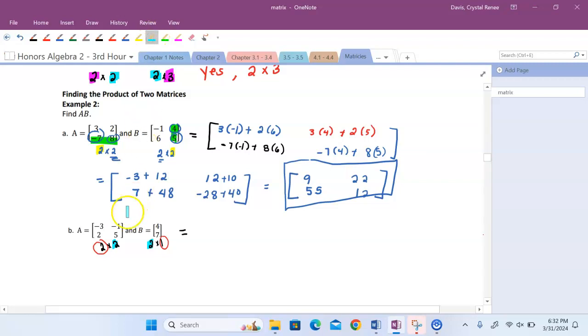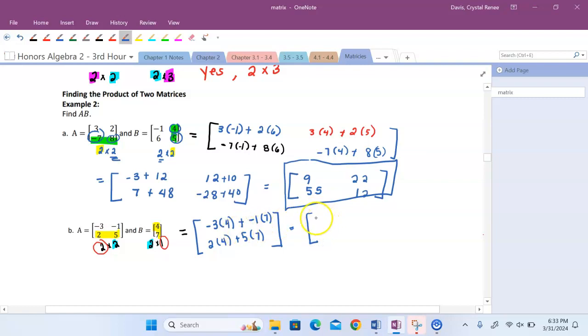I'm going to take my first row of my first matrix, and I'm going to multiply it by my only column of my second matrix. So this is going to be -3 times 4 plus my second element, -1 times 7. Now I'm going to do my second row of my first matrix times the only column of my second matrix. So this would be 2 times 4 plus 5 times 7.